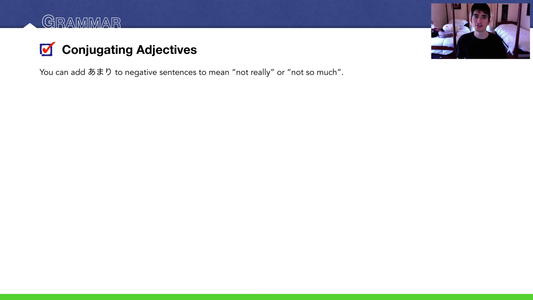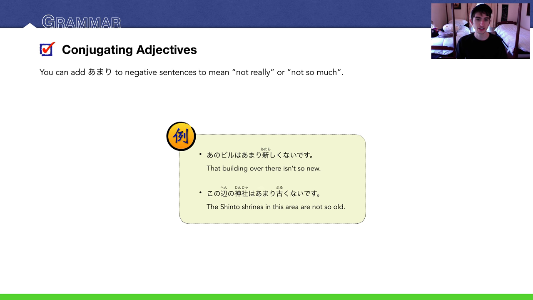I'm also going to add right here that you can add あまり. Do you remember あまり from frequency? When we talked about frequency, it means not so much. Well, it also means not so much or not really in terms of adjectives. So, for example, あのビルはあんまり新しくないです。That building over there isn't so new. It's not really new. この辺の神社はあまり古くないです。The Shinto shrines in this area are not so old. Okay, they're not old, like super old, but they're not so old. Alright, remember, あまり always needs a negative, adjective or verb to go with. So this is why we conjugated 新しい and 古い into the negative form.